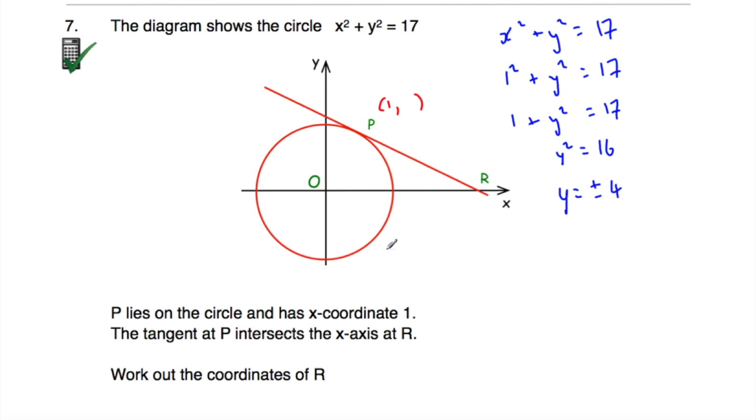Now, if y was -4, it'd be down here somewhere. That'd be 1, -4 down there. This must be the point 1, 4. So we now know the coordinates of the point P. So that's fantastic. Now we know that point, we can now find the equation of that tangent.